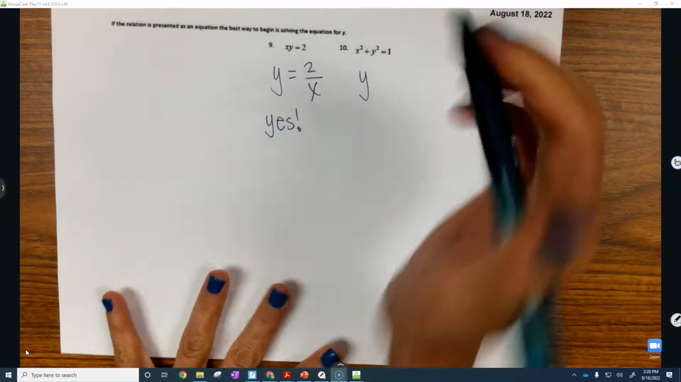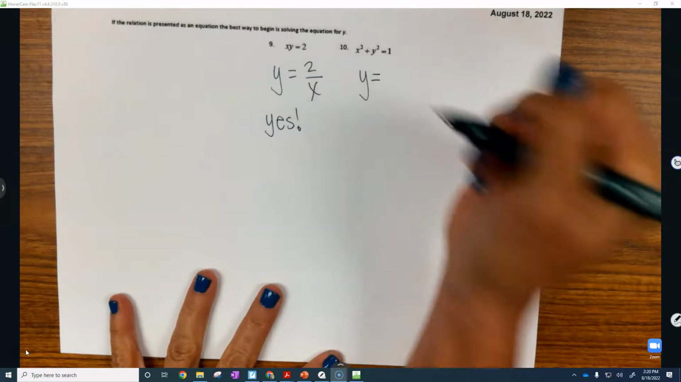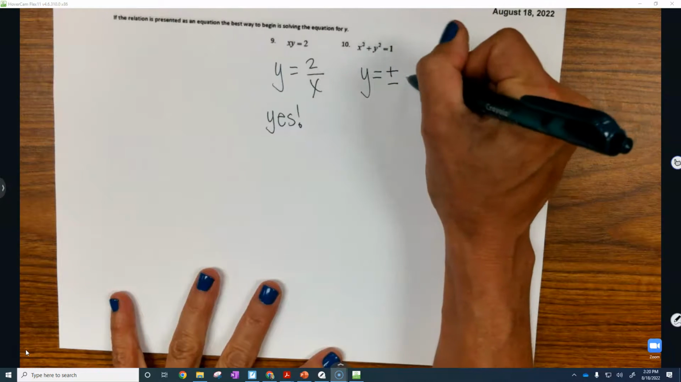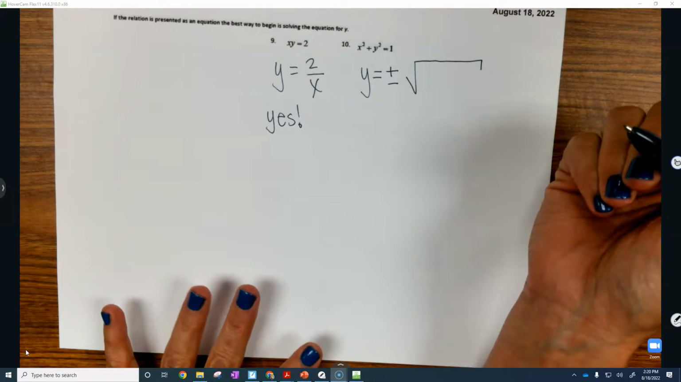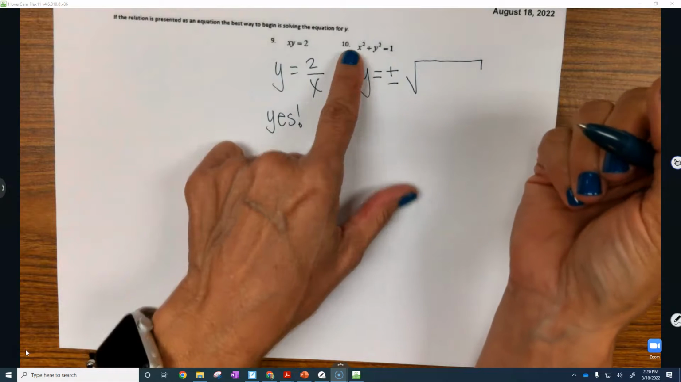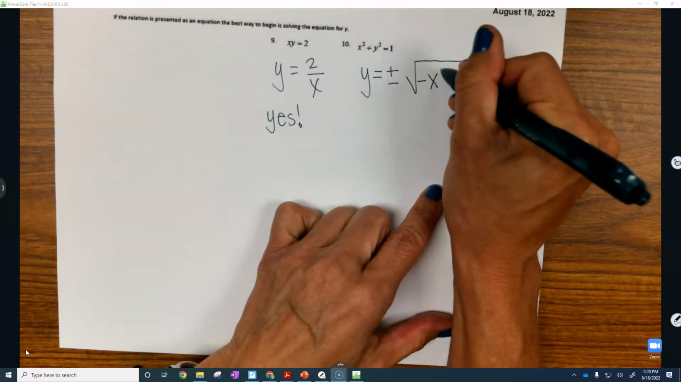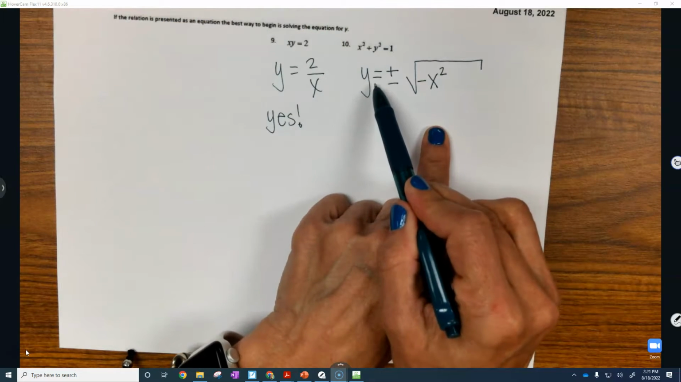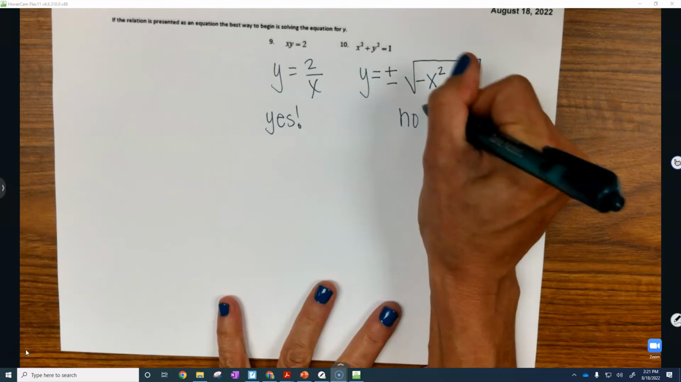So remember, let's see if you guys kind of remember the format to solve for this. This is going to be y equals what? Absolutely, the plus minus. And then remember, it's the square root symbol. And what's underneath? X squared. But if it's positive on this side, what is it on the other side? It's negative. If it's positive on the left, it's negative on the right of the equal sign. So this is negative x squared plus 1. And no, it is not a function.